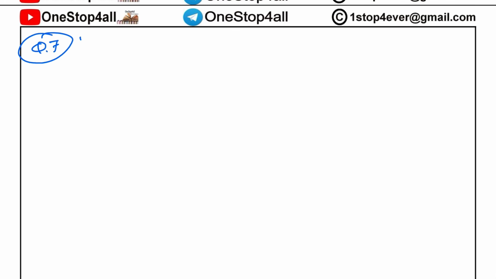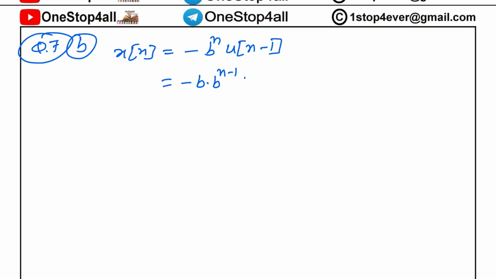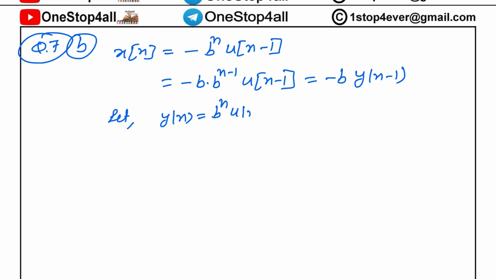Question number 7, part B. x of n is given, that is the discrete signal, minus b to the power n of u of n minus 1. It means it is u of n with a shift of minus 1. So, we will simply rewrite this one. How can we rewrite it? Minus b into b to the power n minus 1 into u of n minus 1, correct. And so, this can also be written as minus b times y of n minus 1, where let y of n be b to the power n into u of n.